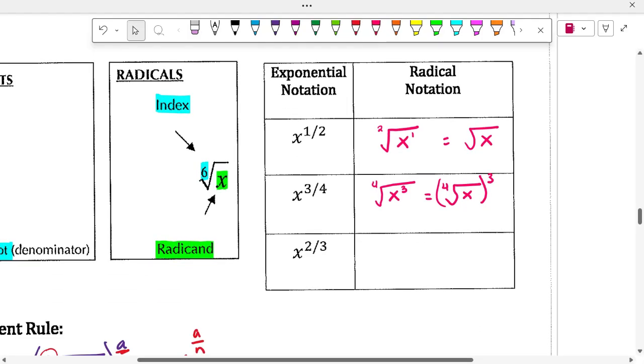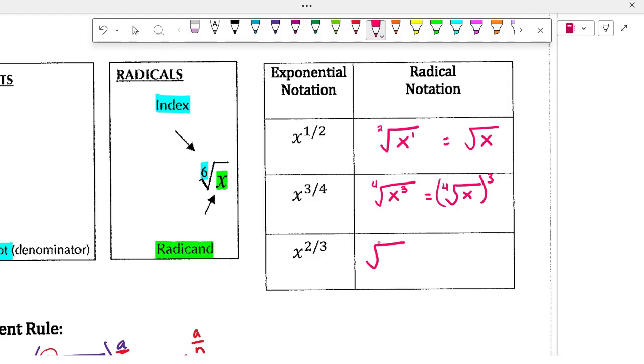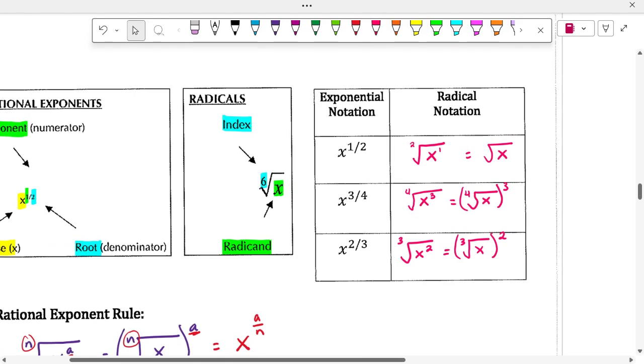What about this last one? What would it be? Cube root of x squared, or you could write it as the cube root of x all squared. Now again, why is this important? Well, this helps out a lot when you have to evaluate fractional exponents with numbers.